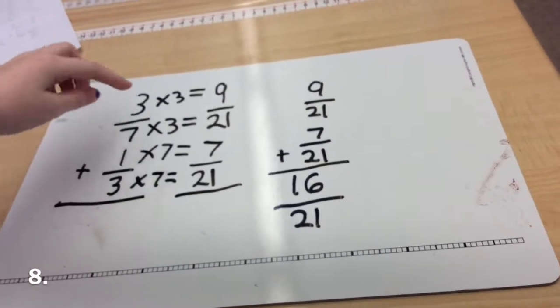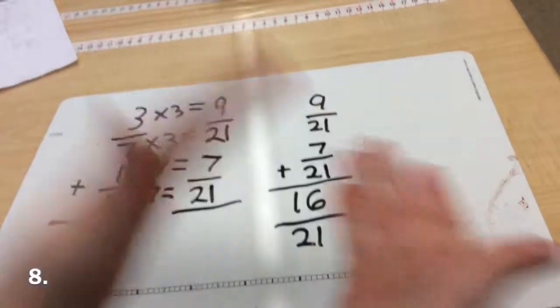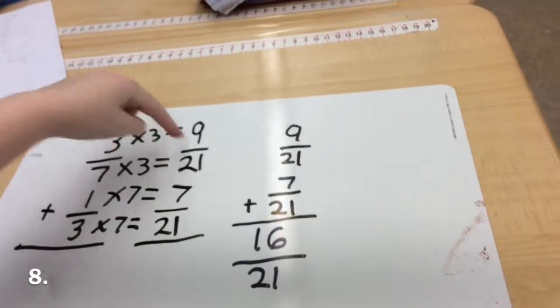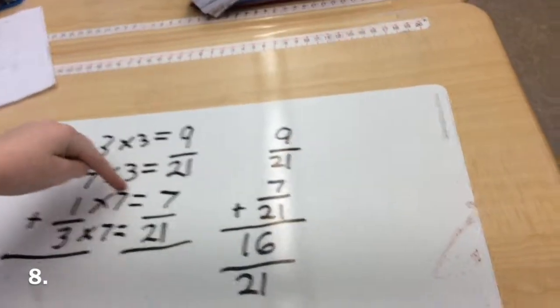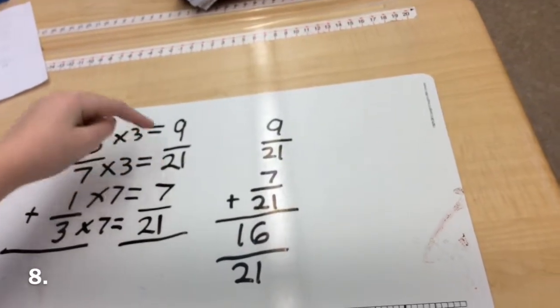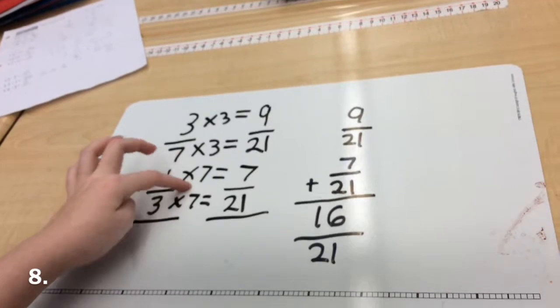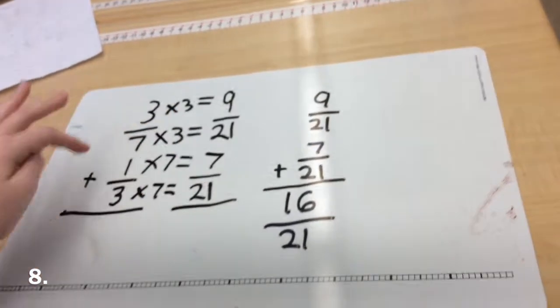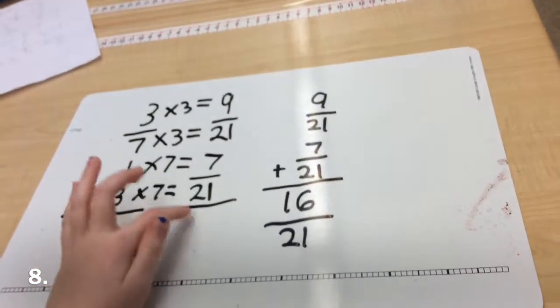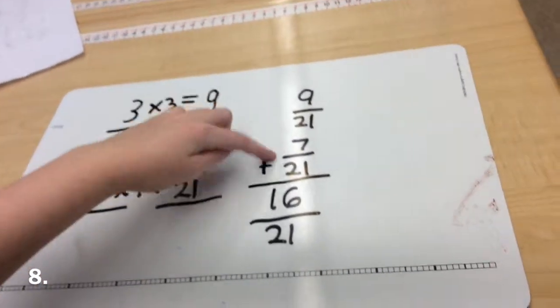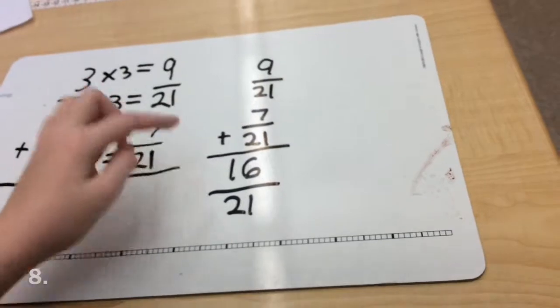Okay, 3/7 plus 1/3. Okay, so whatever you do at the bottom, you do at the top. So 3 times 3 is 9, and then 7 times 3 is 21. That gives you 9/21. And then 1/3, you times it by 7, so 1 times 7 equals 7, and then 3 times 7 equals 21. That's 9/21 plus 7/21, and it equals 16/21.